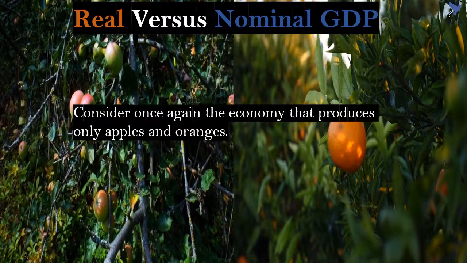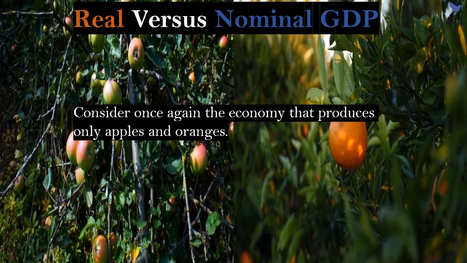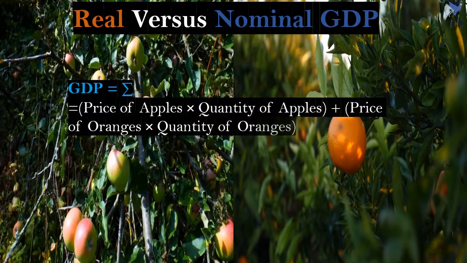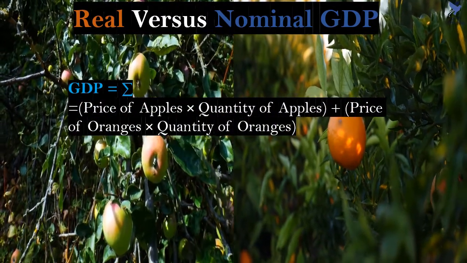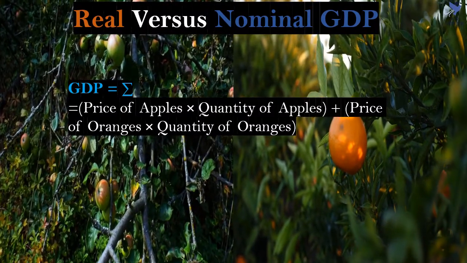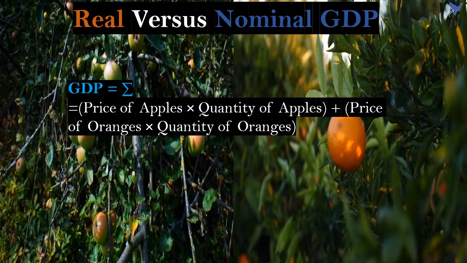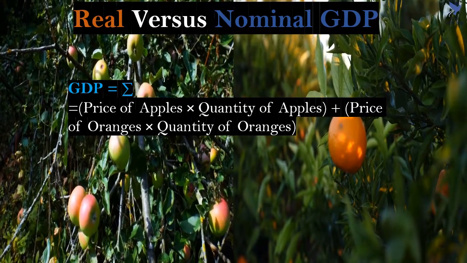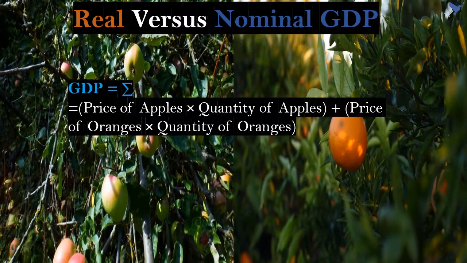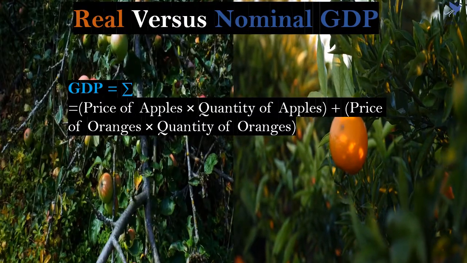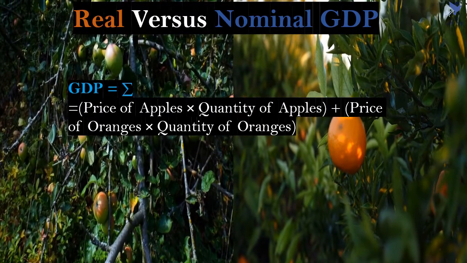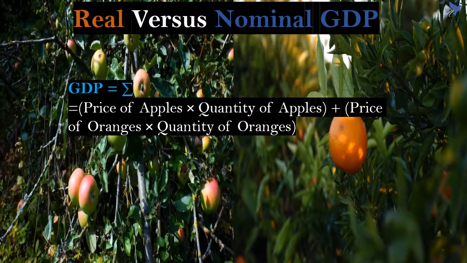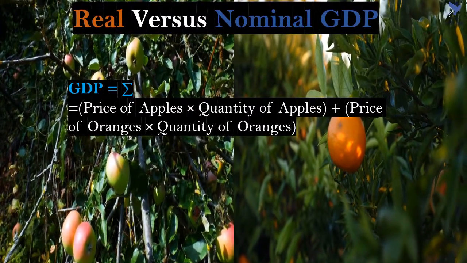Consider once again the economy that produces, suppose, only apples and oranges. In this economy, GDP is the sum of the value of all the apples produced and the value of all the oranges produced. So that is, GDP equals price of apples times quantity of apples produced in the economy plus price of oranges times the quantity of oranges produced in that economy. For simplicity, we are assuming that there are only two products that are being produced in the economy.